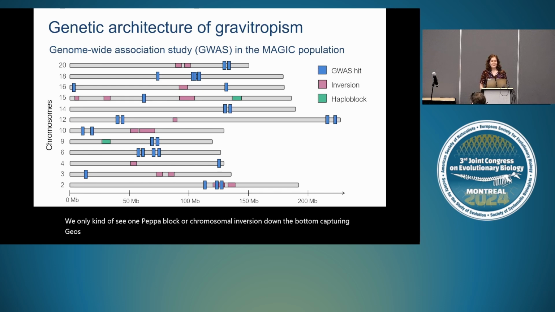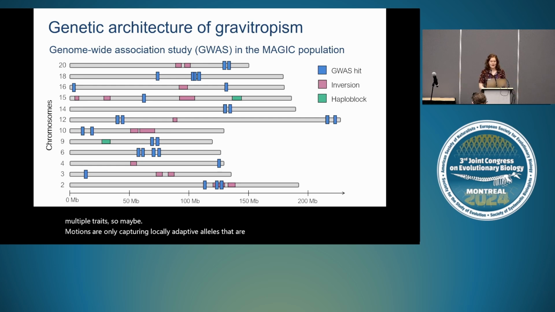But maybe this result is actually not so surprising. So the pair that constructed this population doesn't have high rates of gene flow, so maybe we're not expecting that association here. And we've only measured here one adaptive trait. Maybe we only see that association between the GWAS hits and the inversions when you've got multiple traits. So maybe inversions are only capturing locally adaptive alleles that are involved in multiple trait adaptation.